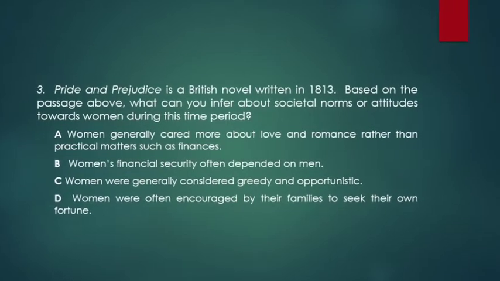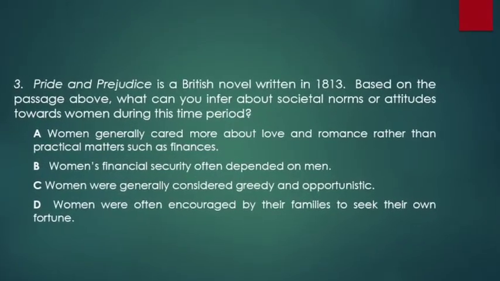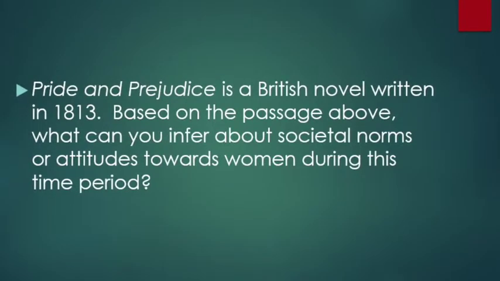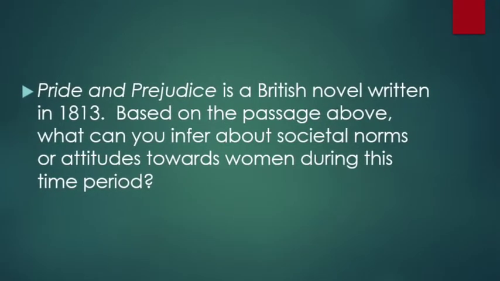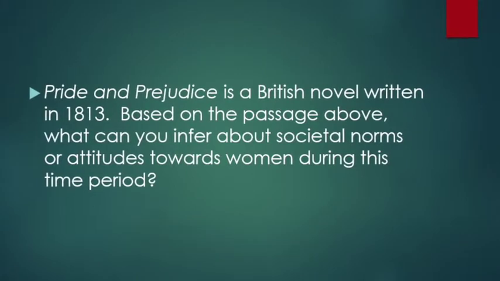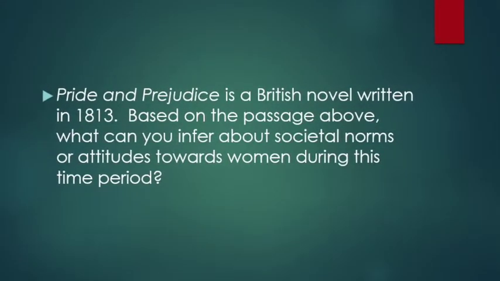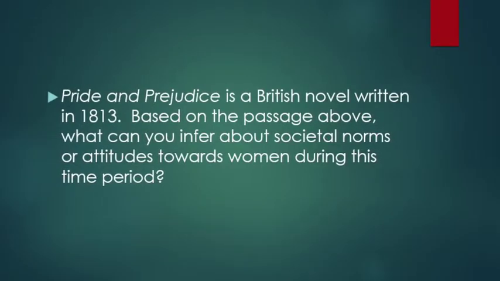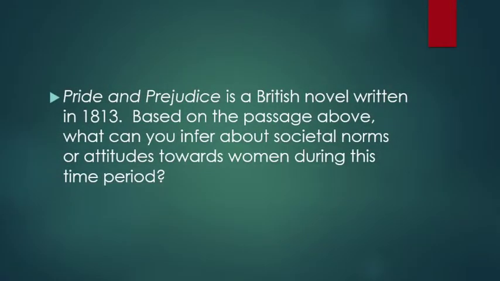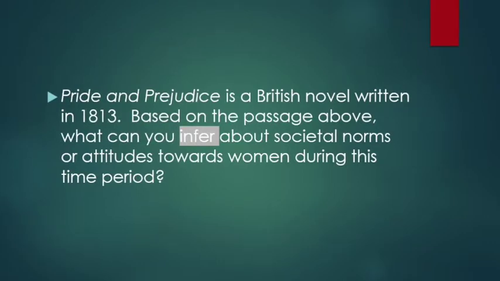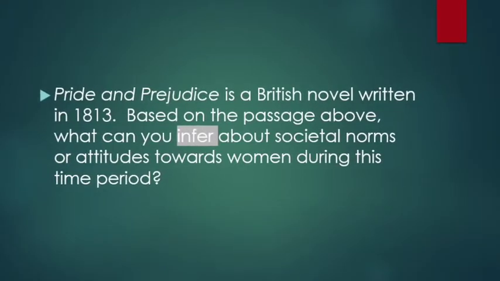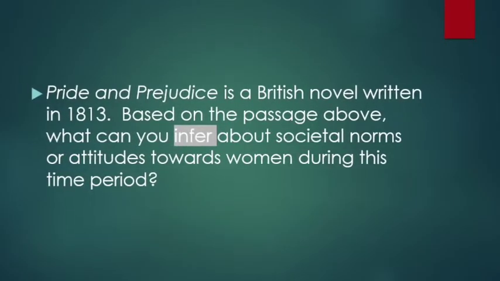Now our next question is a full question and has 4 answers, but I'm going to skip the answers and just look at the question itself. My question asks, Pride and Prejudice is a British novel written in 1813. Based on the passage above, what can you infer about societal norms or attitudes towards women during this time period? So the first thing I'm looking at is that I'm making another inference. It's not going to be directly stated.